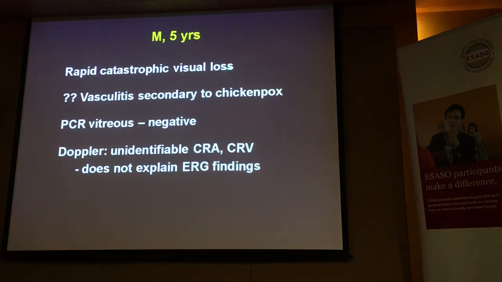So she's got rapid catastrophic visual loss. We were presuming this was a vasculitis, same chickenpox. Doppler showed, but the PCR was negative. Doppler showed no identifiable central retinal artery or retinal vein. But of course, that does not explain the ERGs, because the ERGs showed completely undetectable signals. That implicates the photoreceptors. The photoreceptors are not supplied using this circulation. They're supplied by choroidal circulation.